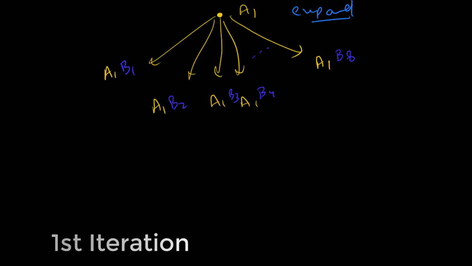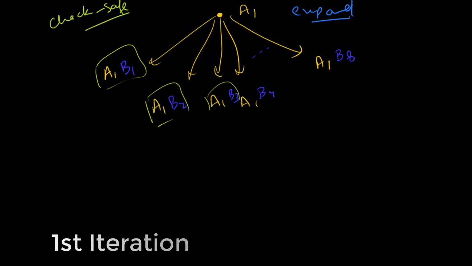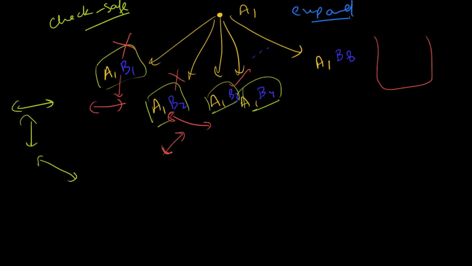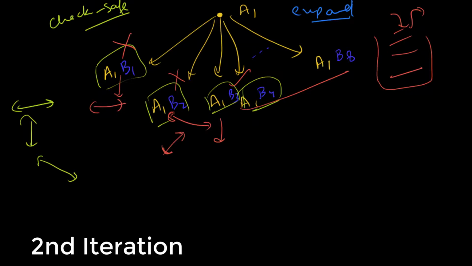Now we'll have another function called the check safe function, which will rule out any configurations which have any conflicts horizontally, vertically or diagonally. So A1 B1 and A1 B2 will be ruled out because this has horizontal conflicting queens and this has diagonally conflicting queens. A1 B3 will be pushed into our stack, and so will the rest of these, and then we'll be popping out A1 B3 in the next iteration.